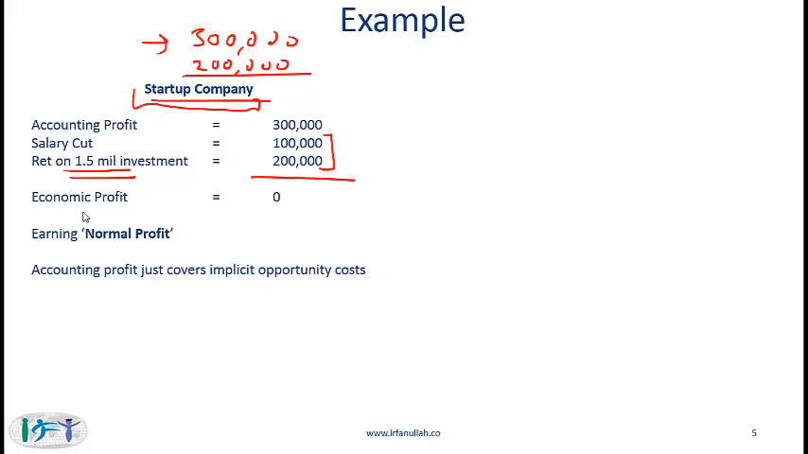If we now calculate our economic profit, it is zero, because once we subtract these opportunity costs, we get an economic profit of zero. We can also say that we are earning a normal profit. So a normal profit of 300,000 is enough to cover our implicit costs. Here the accounting profit just covers the implicit opportunity costs.